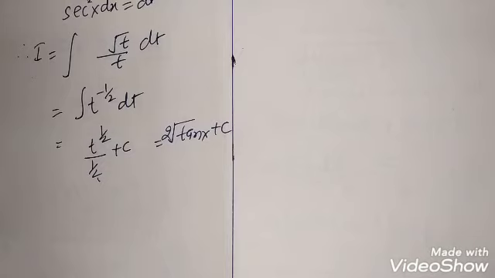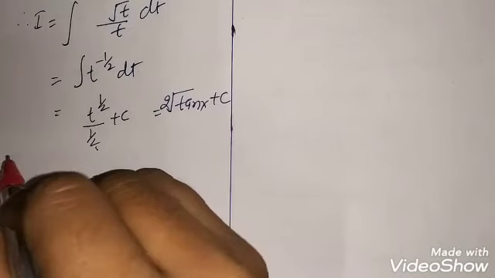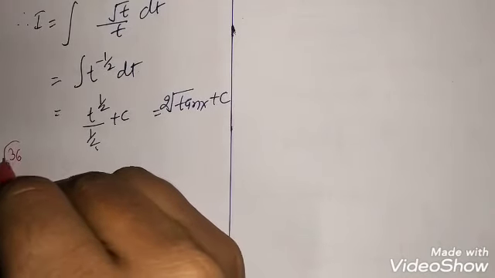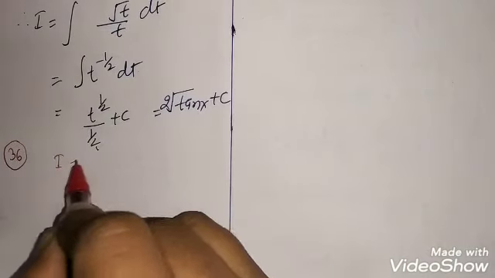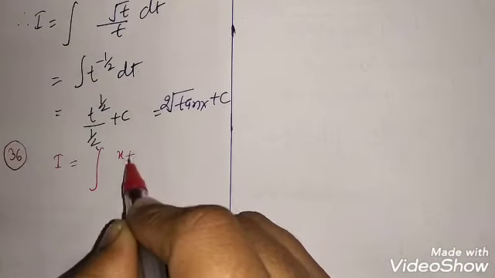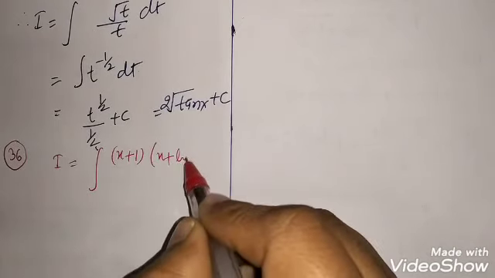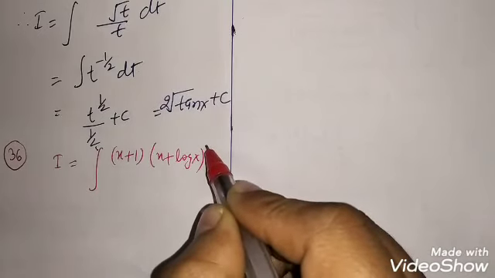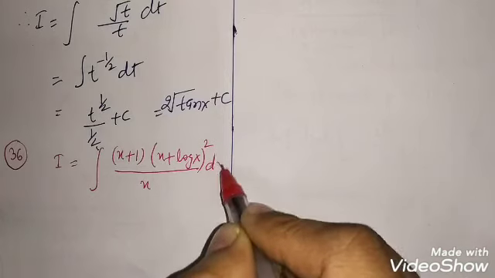In 35th, put 1 plus log x to be t. Then moving to the 36th question. Question number 36, Exercise 7.2 of your NCERT. Integration of x plus 1 times x plus log x whole square upon x dx.